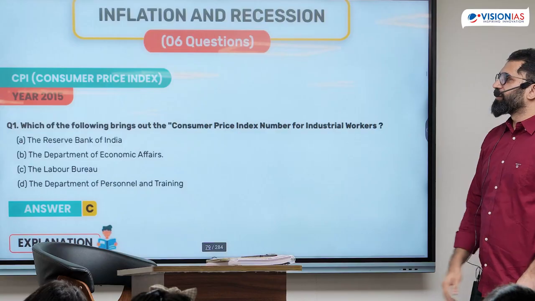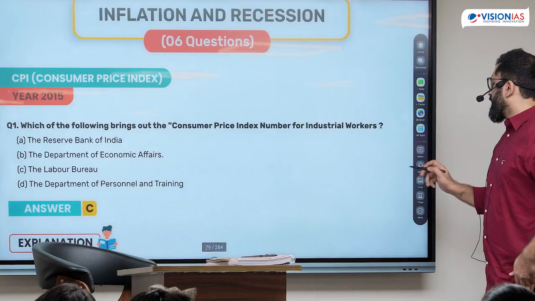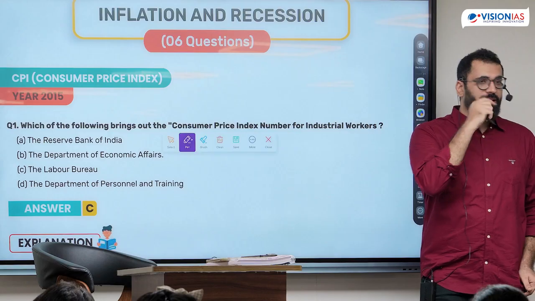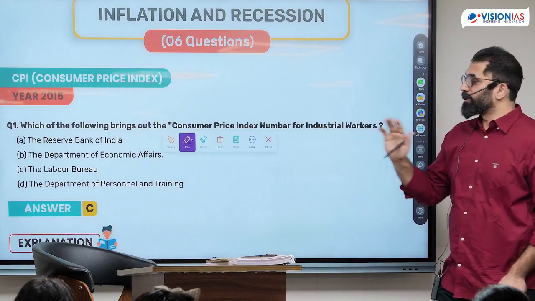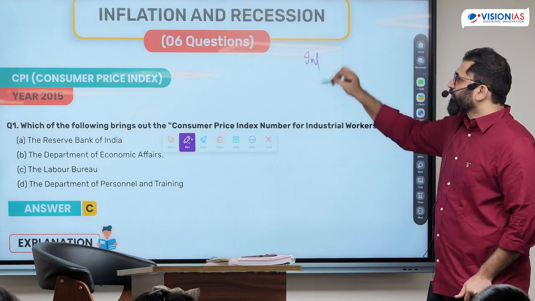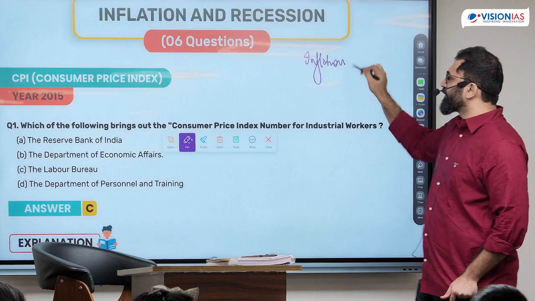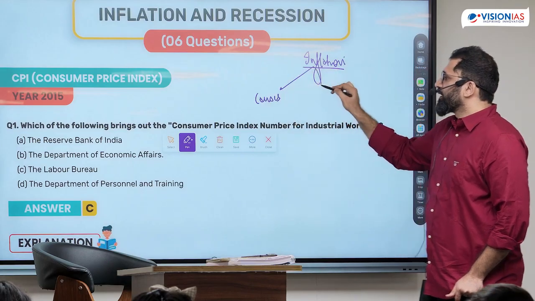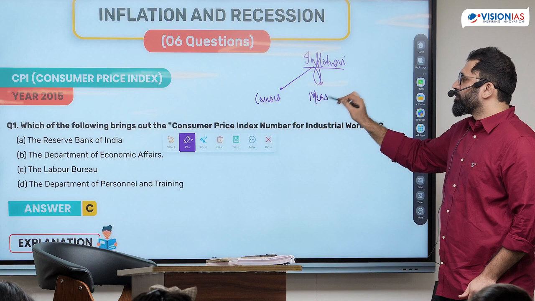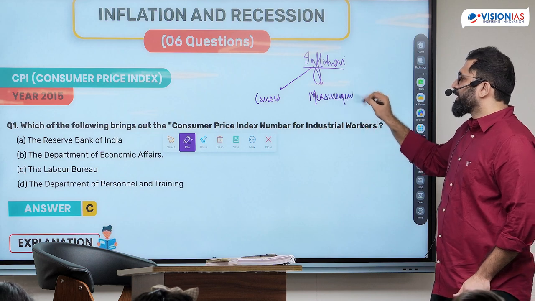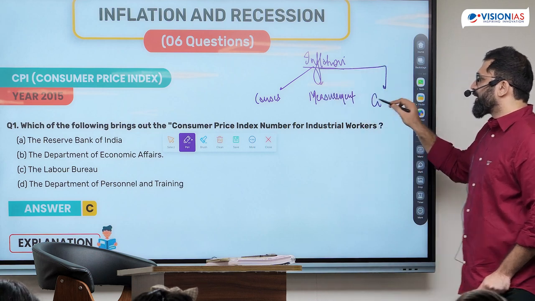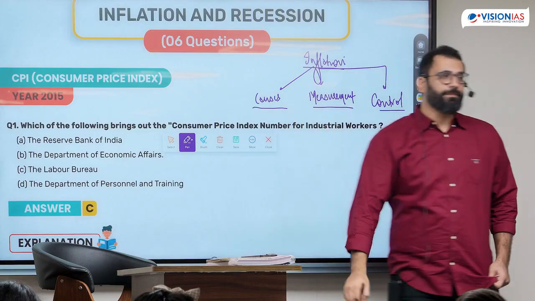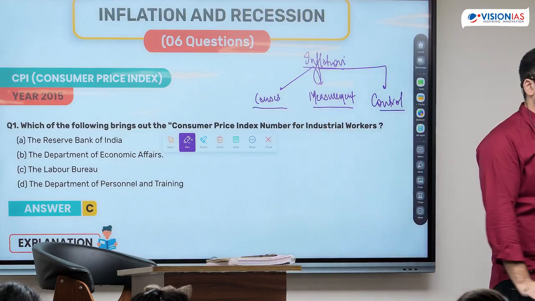And next is inflation and recession. Though related to money and money supply, there are 3 types of questions which they have asked from inflation. First, from the topic of inflation, they've asked the causes of inflation. They've asked measurement of inflation. And finally, they've asked control of inflation. These are the 3 dimensions which have been covered over the years.